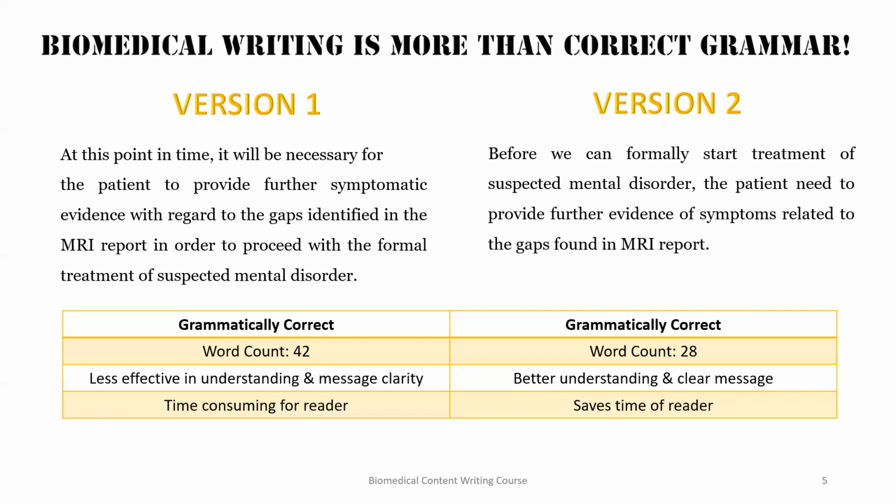And that's why, again, version 1 is comparatively less effective, whereas version 2 has fewer words, so it will be more effective and it saves the time of the reader. So you have learned 3 qualities: first, the number of words you use in your writing should be as few as possible without compromising on the meaning.